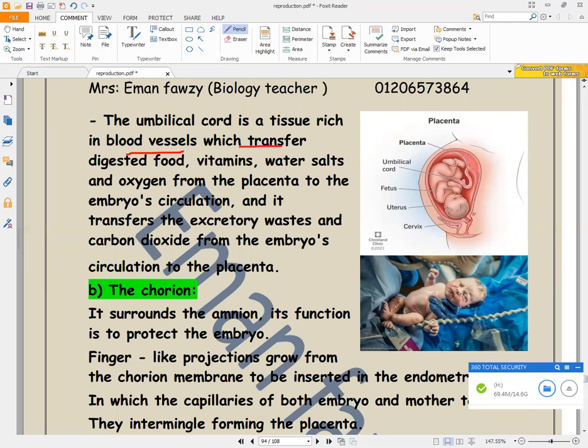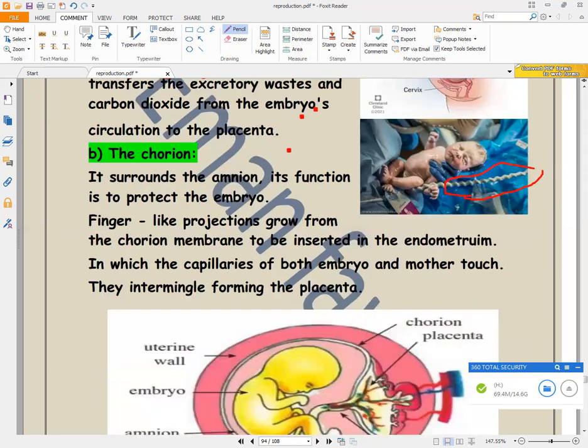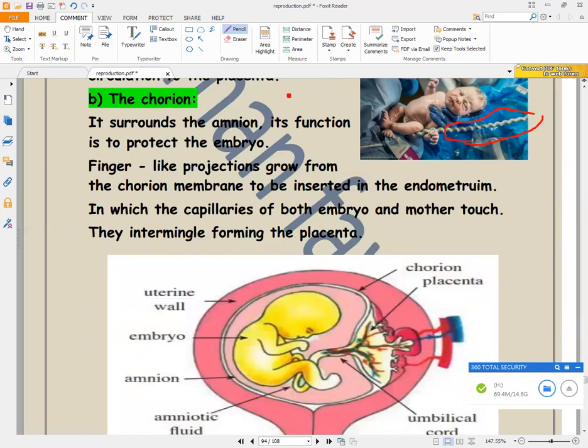Why? To transfer the digested food and vitamins, water, salts, oxygen from the placenta to what? To the embryo's blood circulation, okay? And it also transfers the excretory wastes such as carbon dioxide from the embryo's circulation to the placenta. So if you look here, you will find the umbilical cord, okay? After that, we will talk about the chorion. It's around the amnion, okay? So if you look here, you will find the chorion, okay? It also helps in the protection of the embryo, okay?